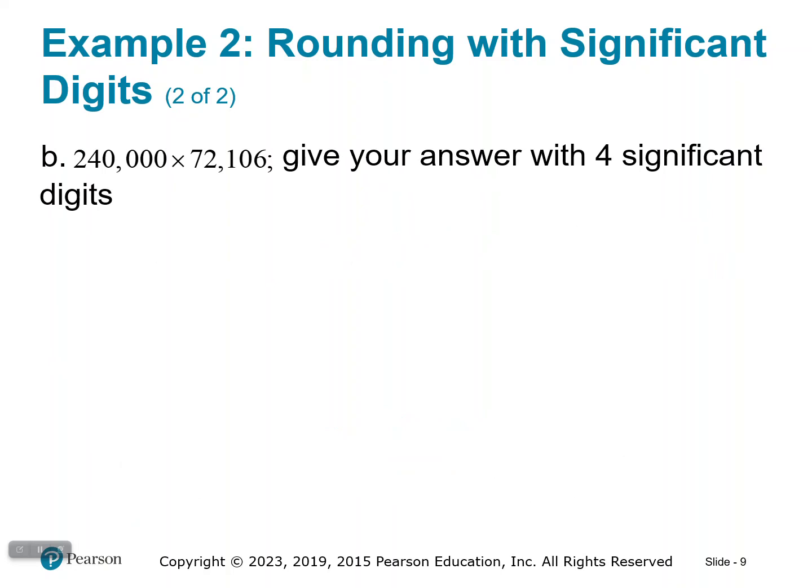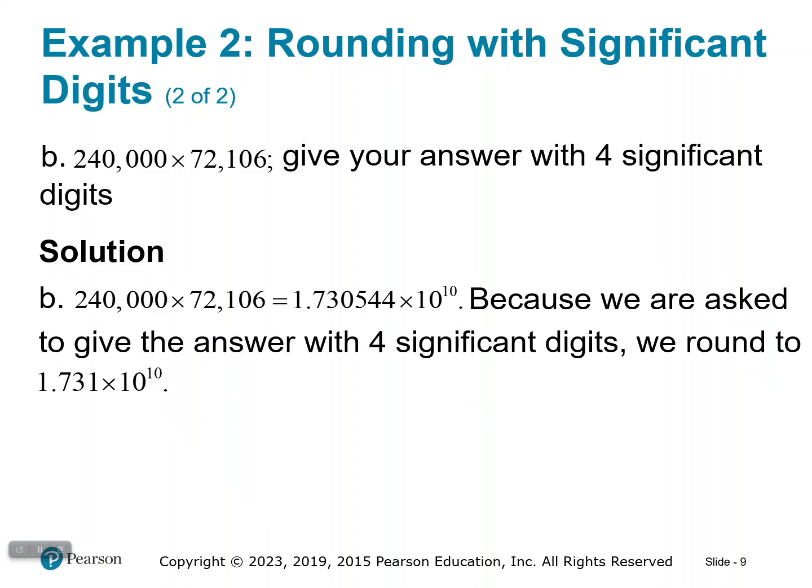240,000 times 72,106. We're going to give our answer with 4 significant digits. This is a big number. What it looks like is 1, 2, 3, 4, 5, 6, 7, 8, 9, 10. If you were to do this on your calculator, you would come out with 17,305,044,440,000, whatever. Because we're asked to give 4 significant digits, we already know those aren't there.